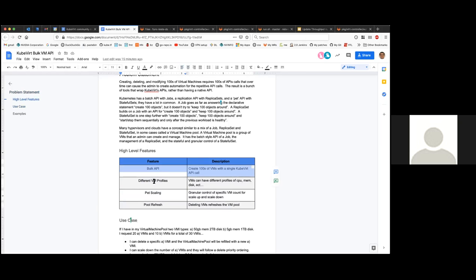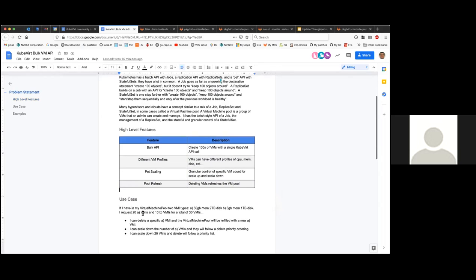Like I said, the first one is kind of like a job. Pet scaling is kind of like a pet set, so things go up and down in an order. VM profiles are a little bit different; that's kind of like templating and mixing different virtual machines together. And lastly, pool refresh would be kind of like a replica set. So it combines a bunch of different concepts together to create this API. This is what I had in mind, and I really wanted to spend a few minutes introducing it and gathering some feedback.